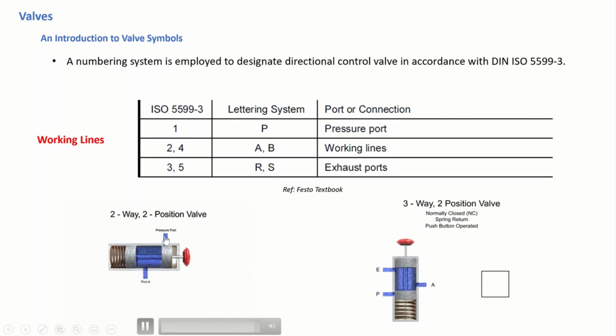So at the beginning it was a normally open directional control valve, but if we apply that push button, this system is going to be closed and the air cannot pass through this pressure port to port A. And if you look at the left side, it is a spring return. So if you want to call it, it's a two-way, two-position valve, which is normally open, and it is spring return and push button operated.